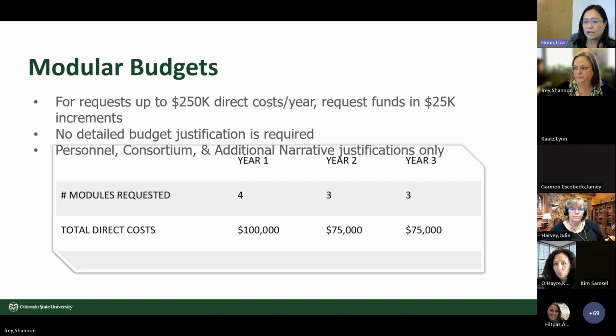You will need a personnel justification. If you have a subaward, you'll need a consortium justification. If you have different numbers of modules across the years, with the exception of R21, you will need to justify why you may have an additional module in any one specific year. And there's the place in the additional narrative where you need to talk about what is not included in the indirect cost base. So that's where you want to have that as well. And new is the data management and sharing plan information in there.